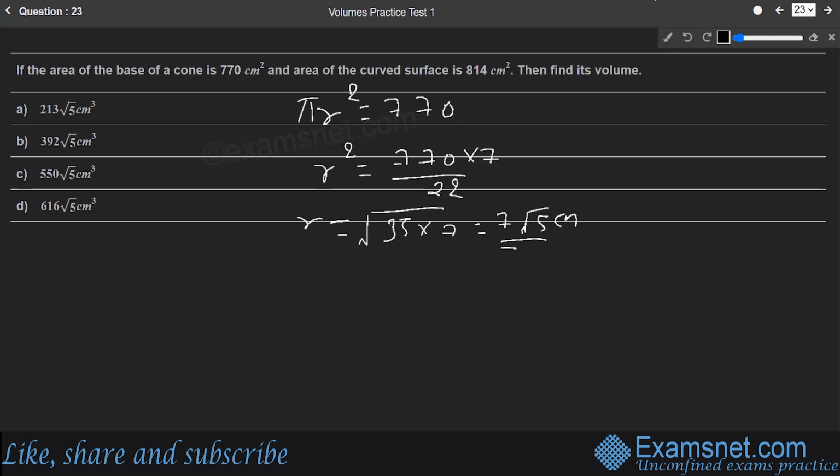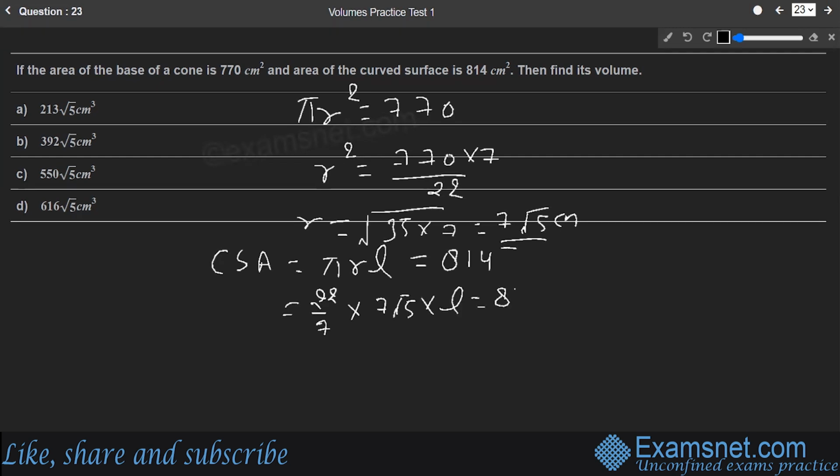Now, he has given the area of the curved surface as 814 centimeter square. Curved surface area of a cone is given by pi r l. So this is given here as 814. So let us put down the values here. It's going to be 22 by 7 into the radius value 7 root 5 into the length value, which is unknown, equal to 814. If we solve this further, the length value comes out to be 814 divided by 22 into root 5.